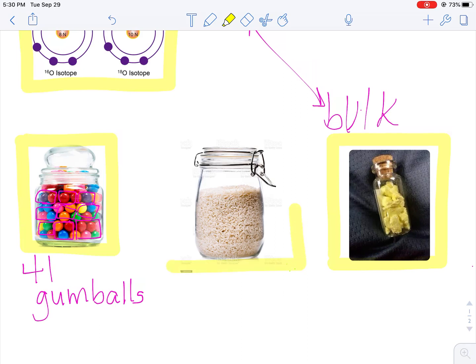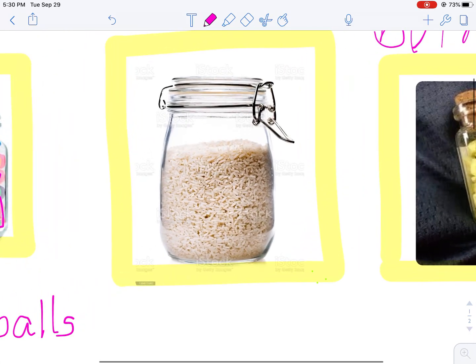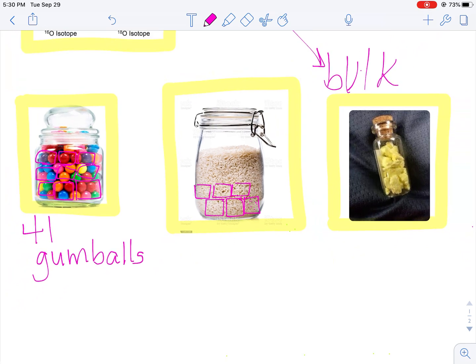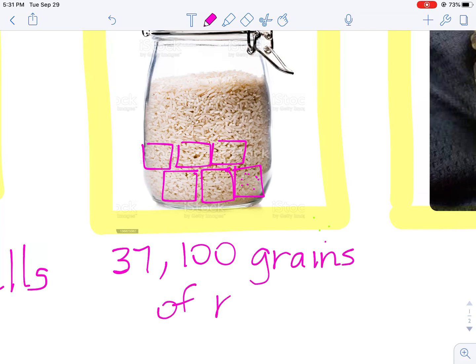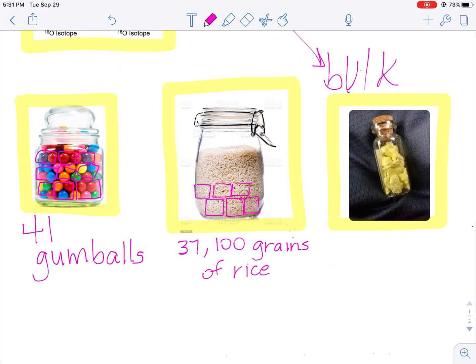Now let's say we want to repeat that guessing game, but this time, instead of gumballs in the jar, we have grains of rice. Perhaps you feel like you're still able to use that same method, counting how many grains of rice are in a particular area, then figuring out how many of those areas fit in the jar and doing your math. A little bit harder. Let's just say that there's 37,100 grains of rice in the jar, for argument's sake.